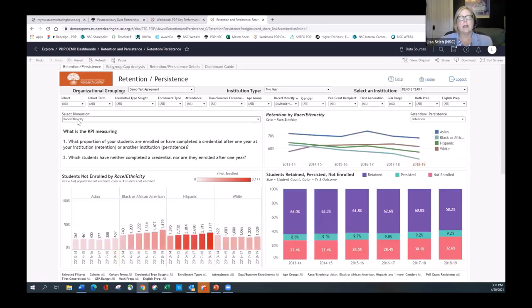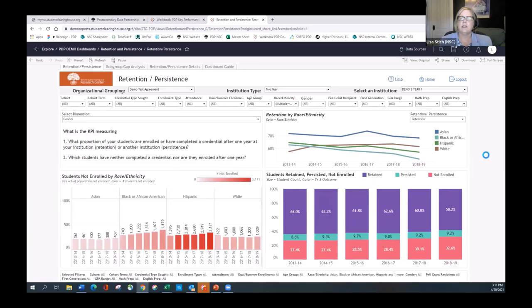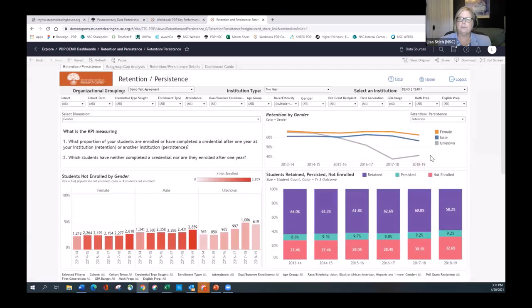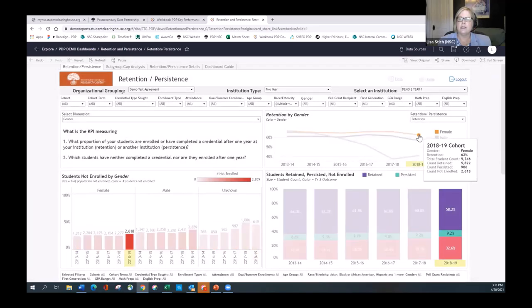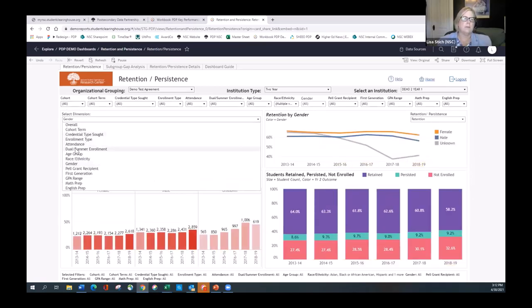And we can look at other dimensions as well. So for example, we might look at gender. So we see here there is females at 62%, males at 56%, about a 6% difference. So what happens if we combine those thoughts?